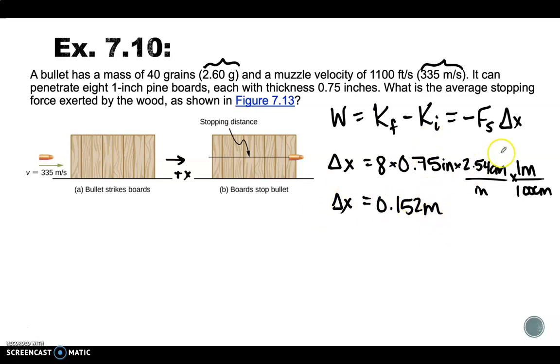Now, from our equation here, we also need to evaluate this portion here. So we're stating that the bullet passes through all of these and then stops at the very end. Okay. So we can assume that our kinetic energy at the final position is 0. So we are saying that it lost all of its kinetic energy through the boards. Okay, so our kinetic energy final is 0.